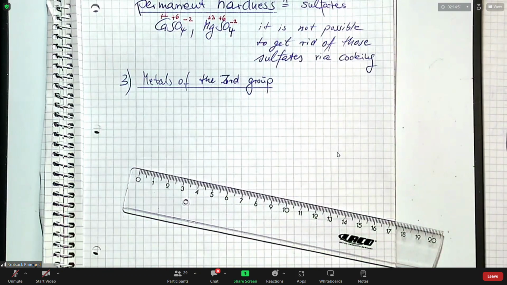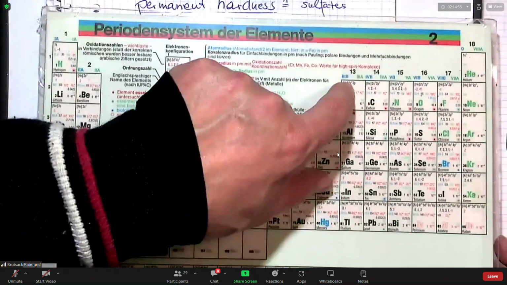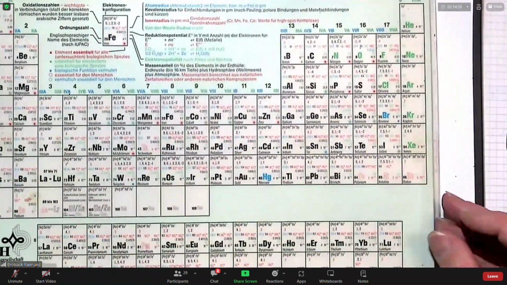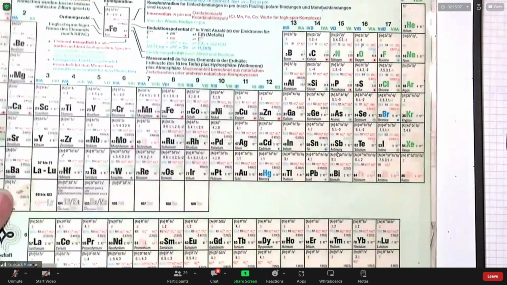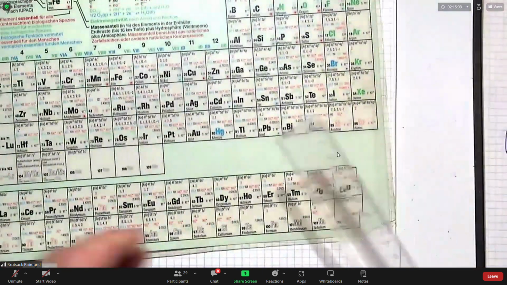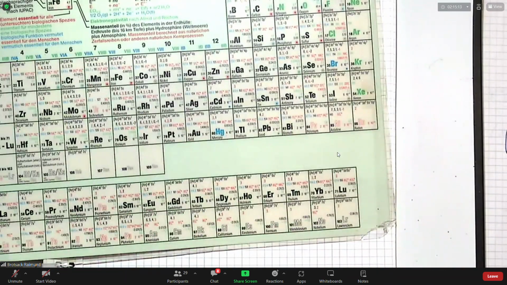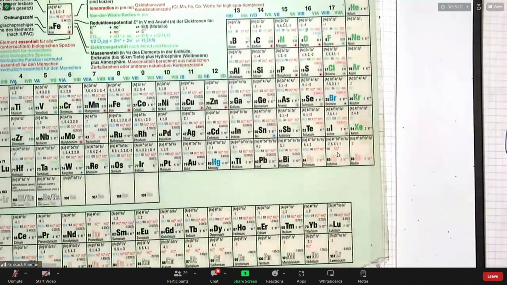The third main group we have to add. We have the first, the second, and the third main group. Now, what are you remembering when we are here in the third main group? Are all of them pure metals, or do we have here something different already in the third main group? I think we talked about that.